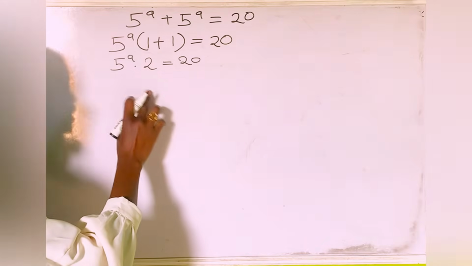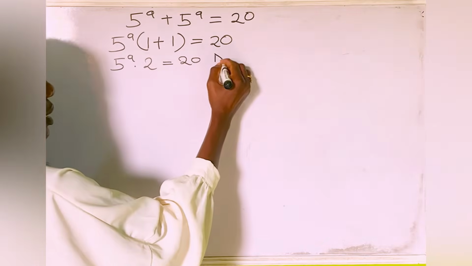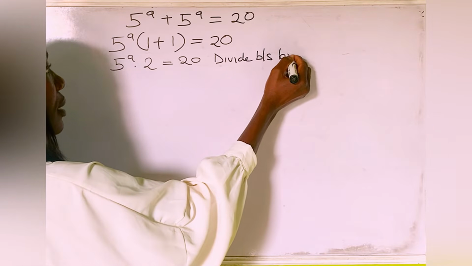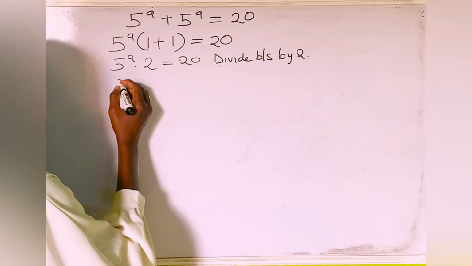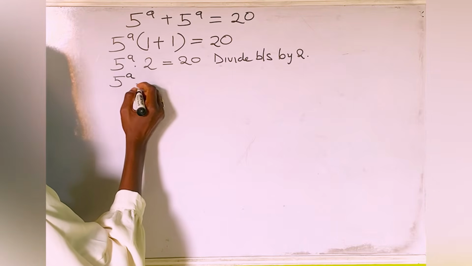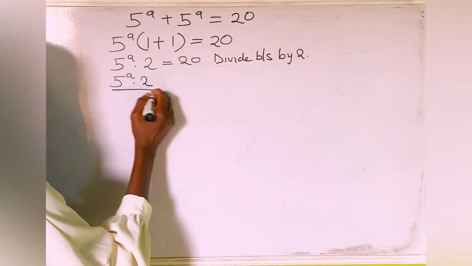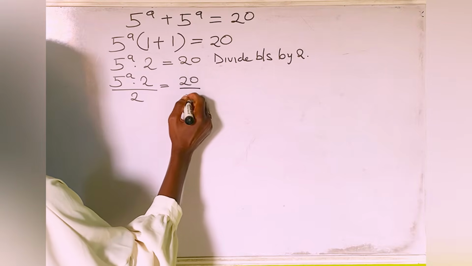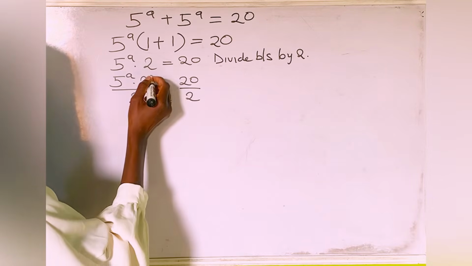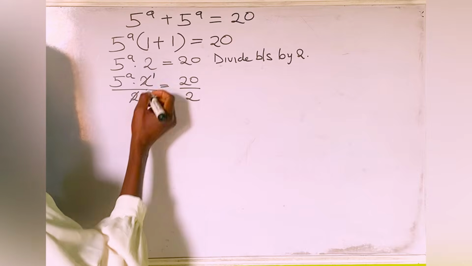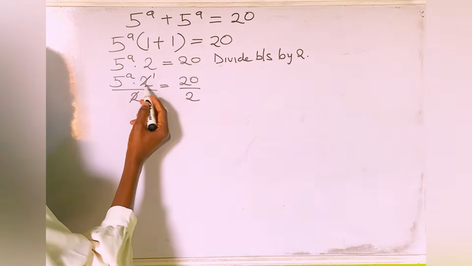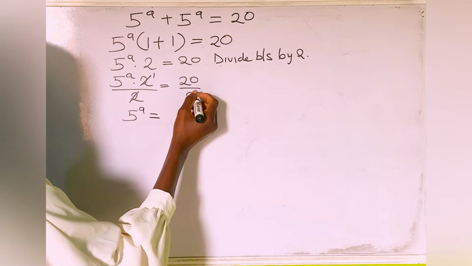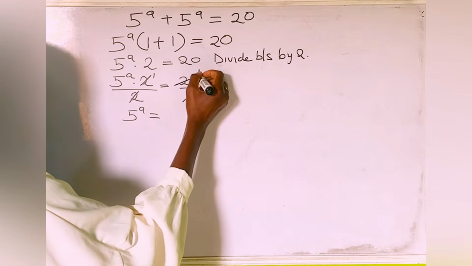Now, we're going to divide both sides by 2. So we say divide both sides by 2. 5 raised to the power of a multiplied by 2 divided by 2 is equal to 20 divided by 2. 2 cancels 2, 1. 5 raised to the power of a multiplied by 1 is what? 5 raised to the power of a is equal to 10.